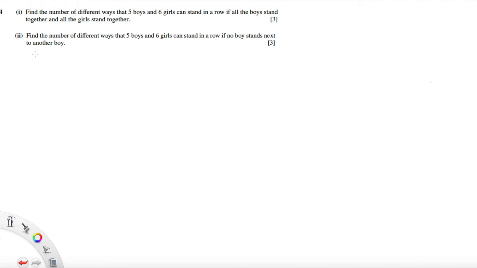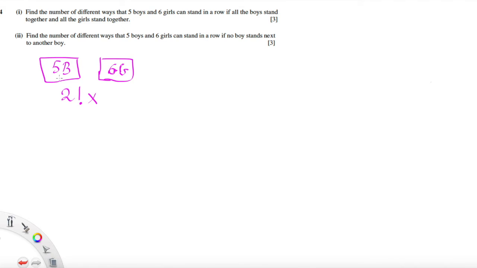Question number 4, first part. Find the number of different ways that 5 boys and 6 girls can stand in a row if all the boys stand together and all the girls stand together. Now we have 5 boys. I put them in a box, and there are 6 girls. I put them in one package, a second package. Because boys are to be together, girls as well to be together. So here we have 2 boxes. In how many ways can these 2 boxes permute? So it will be 2 factorial times.